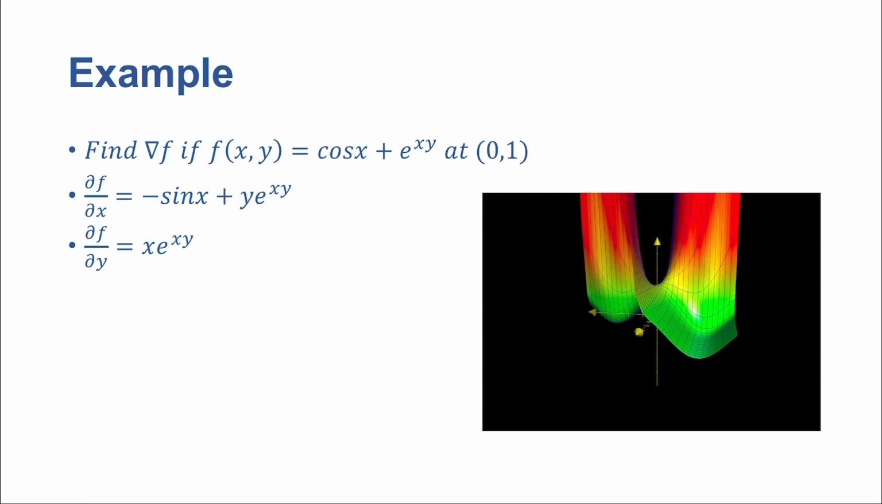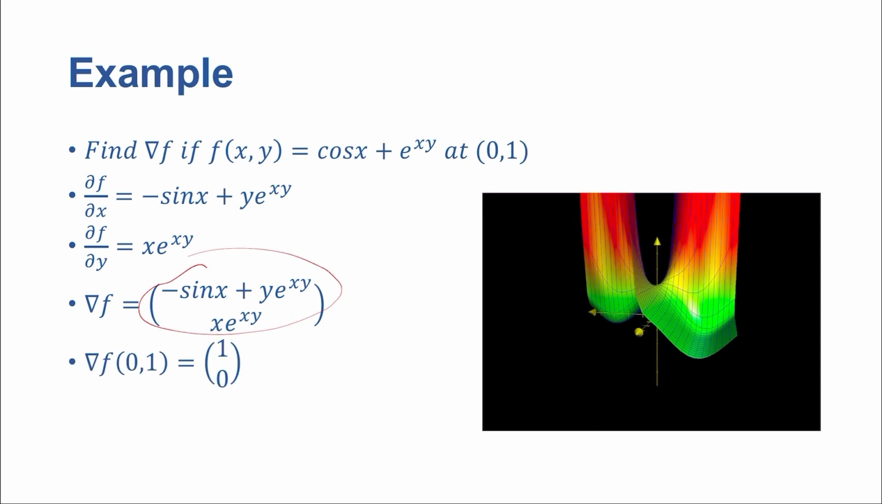Okay, let's keep going. If I want to find nabla f, then that's going to be negative sine x plus y e to the xy, and then my next component will be x e to the xy. And I want to find nabla f at (0, 1), so I just plug in 0 for all my x's and 1 for all of my y's in this vector here. So I get that nabla f, or the gradient of f, at (0, 1) is equal to the vector (1, 0). Okay, so that's how we do the gradient.